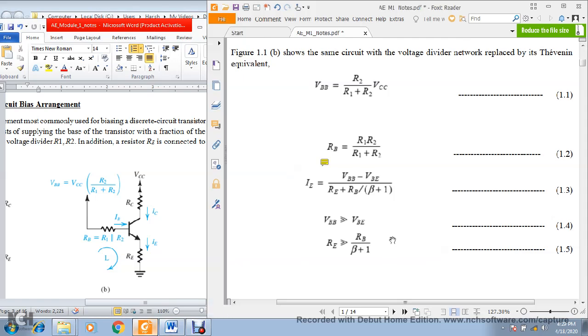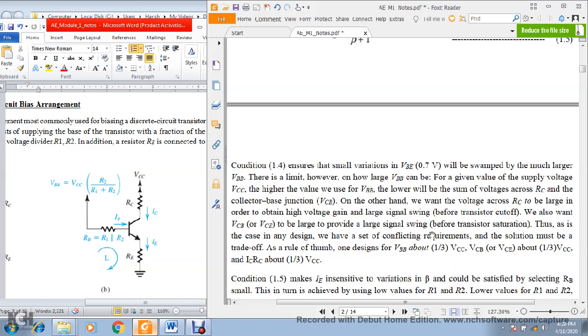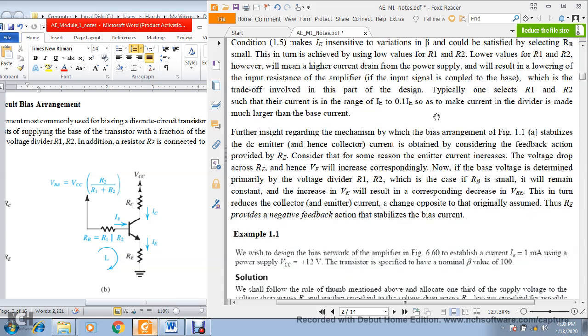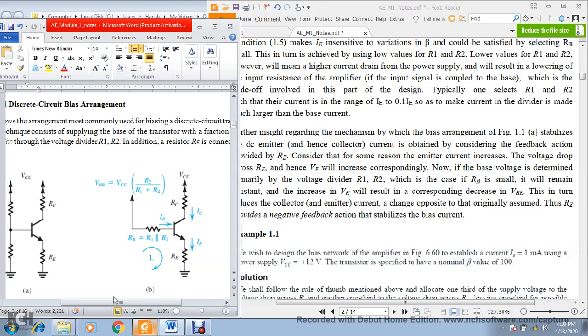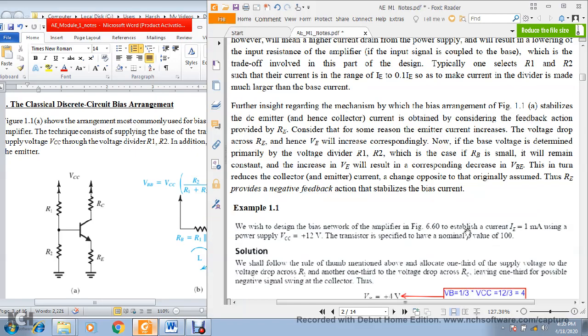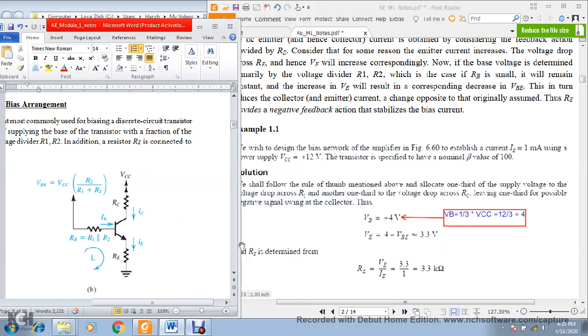In order for this to happen, the RE value must be very much greater than RB by beta plus 1, and this is achieved by making RB smaller. So this is about the classical biasing arrangement, the discrete circuit biasing arrangement. Okay, let's take a problem here.